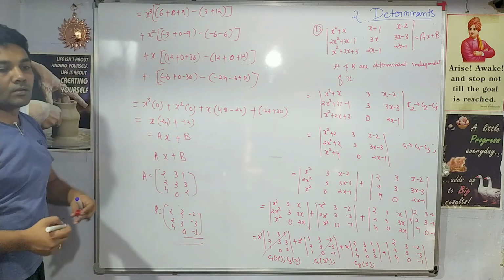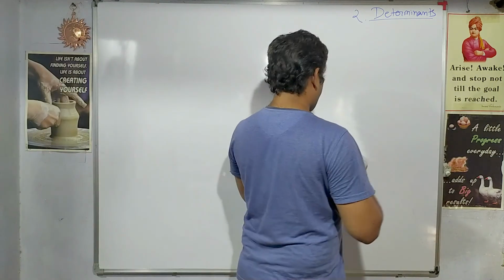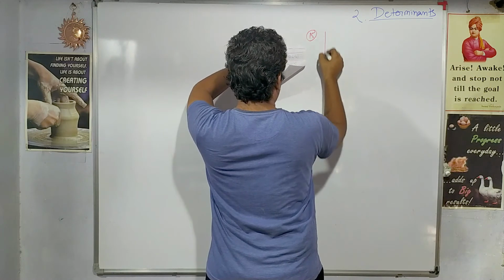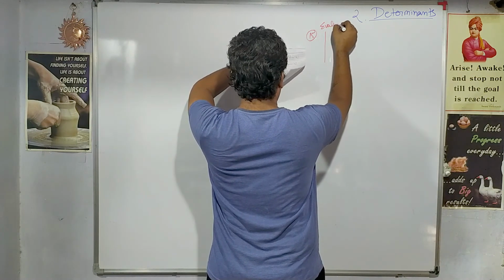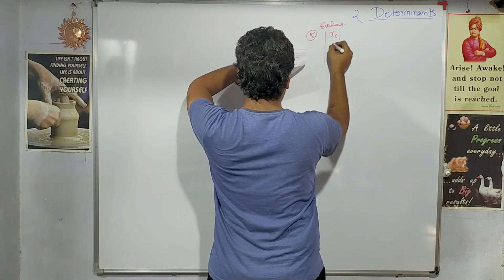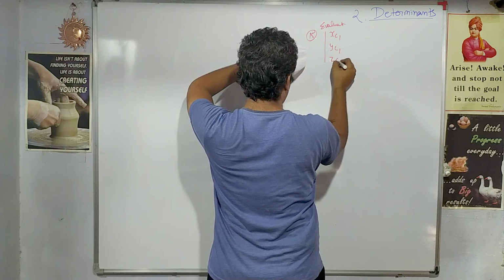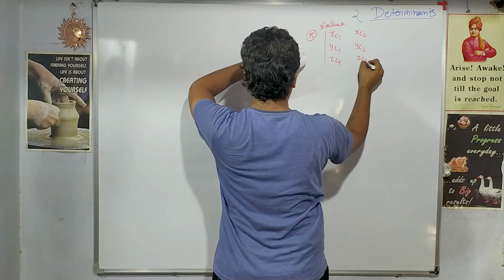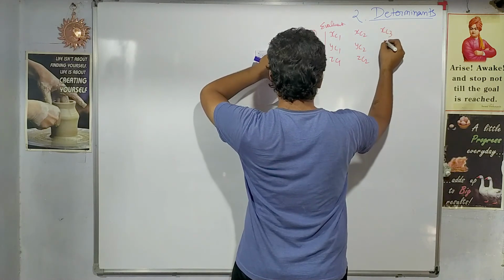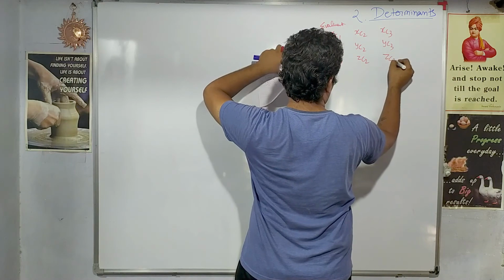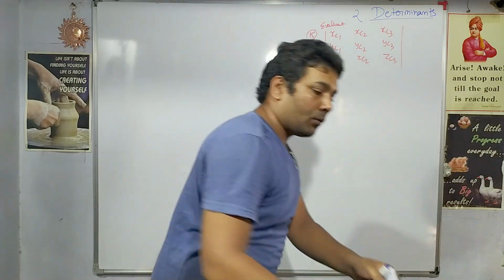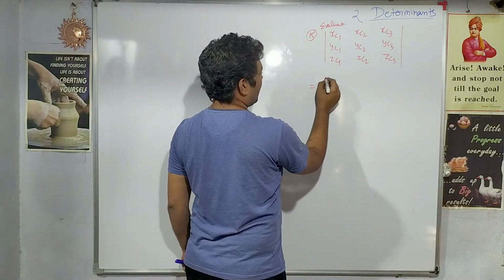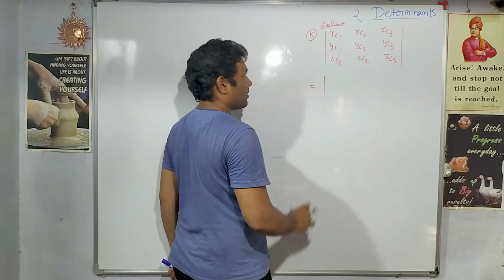That is what the solution is. So the last question, 15th, it is again evaluate. So it is xC1, yC1, zC1, xC2, yC2, zC2, xC3, yC3, zC3. Evaluate means we have to open up the determinant, right? Before we open up the determinant, obviously we'll try to simplify as much as possible.